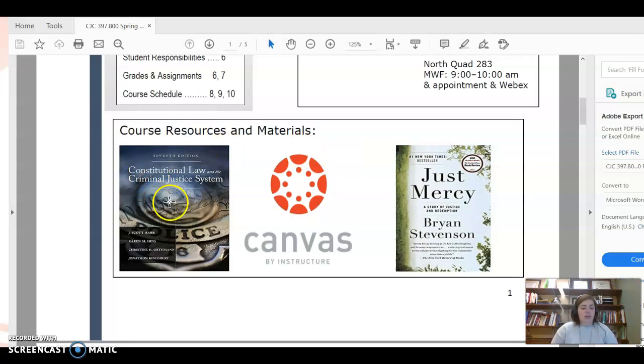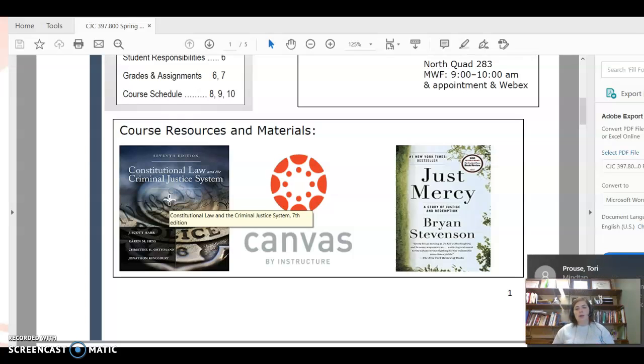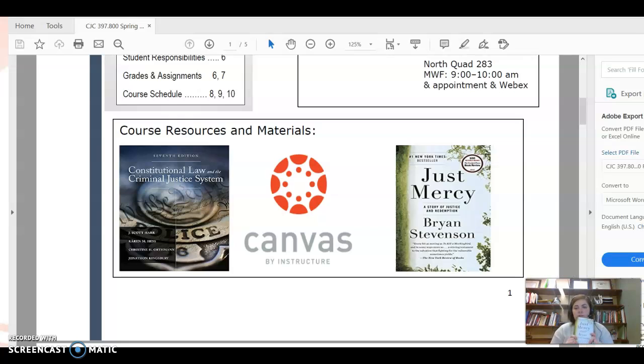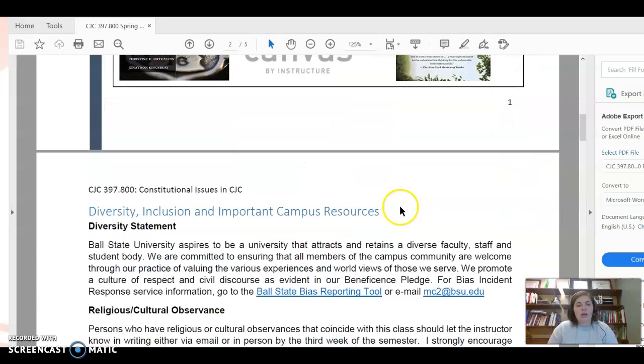This semester, we are going to be using this book, Constitutional Law in the Criminal Justice System. Then we are going to be reading Just Mercy, and we'll obviously be using Canvas.